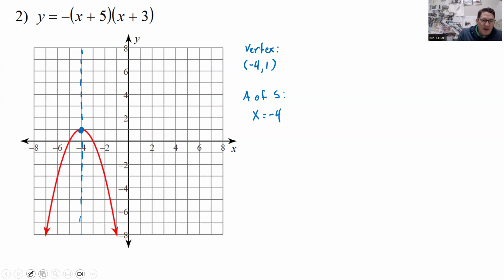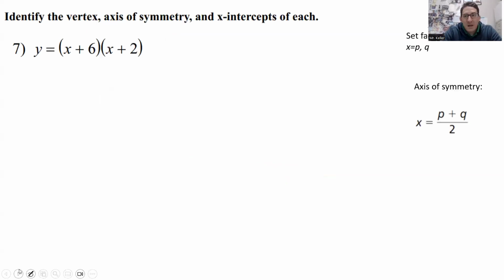All right, and then the last thing, I'll do my x-intercepts in green. We have one here that is at x -5, y coordinate 0, and then here that is at -3, 0. So we're just finding those on the graph. Moving on. Now, without a graph, we're going to do this algebraically.